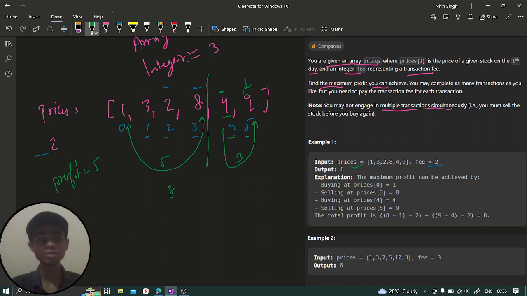I hope this makes sense, right? I hope you understood this example, right? So what we have done, we have buy on the first. They have also given explanation as well. So you are gonna buy at 1, you are sell at 8, then buy at 4, then sell at 9, then you are gonna get a profit is nothing but 8 only, right?